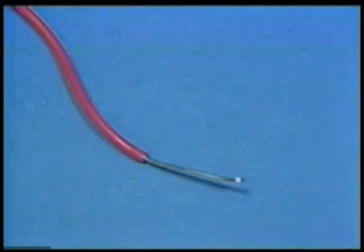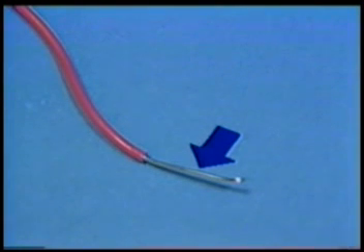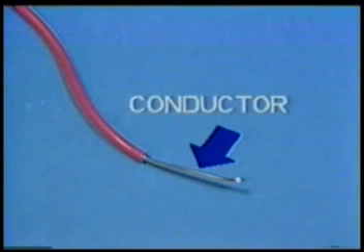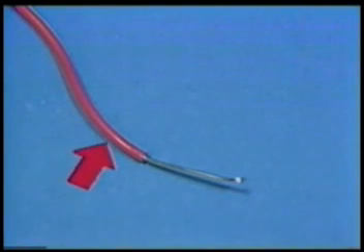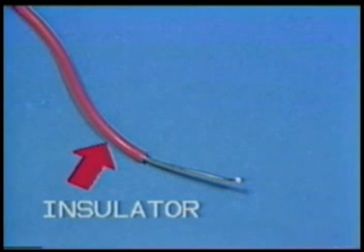Let's take a close look at a length of copper wire, like the one in the circuit we just saw. As you can see, the wire is actually made up of two materials. The inner material is a metal, in this case copper. We call the copper a conductor. A conductor is a material that allows electricity to flow easily through it. Around the conductor is an insulator, in this case a plastic material. An insulator is a material that doesn't allow electricity to flow easily through it.